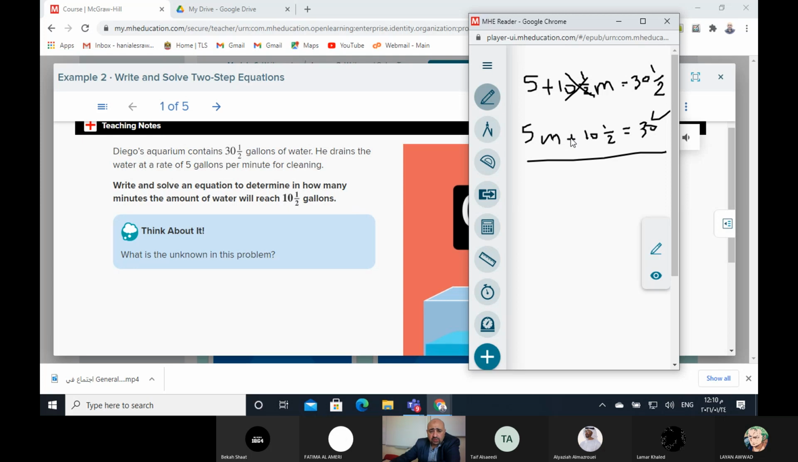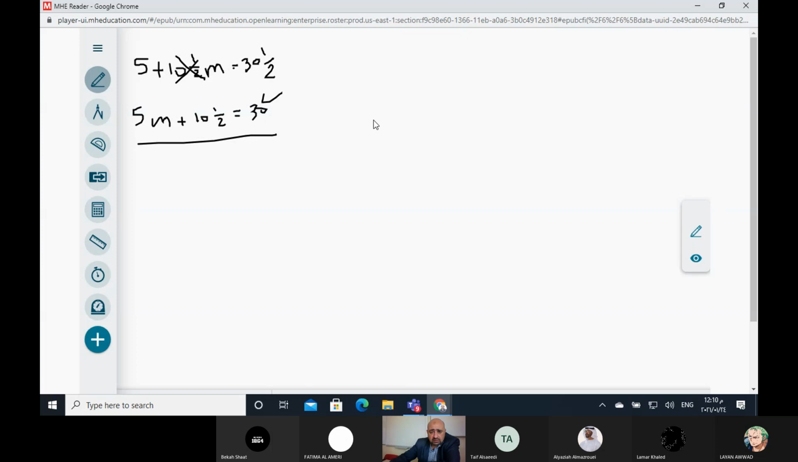Okay, now we want to solve this equation. Take 2 minutes to solve this equation and tell me please your answer. The equation now is 5m plus 10.5 equals 30.5. Start please, you have 2 minutes.